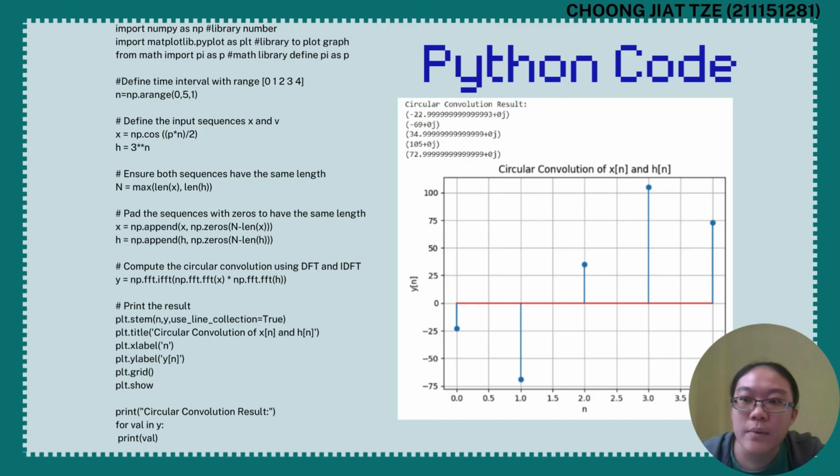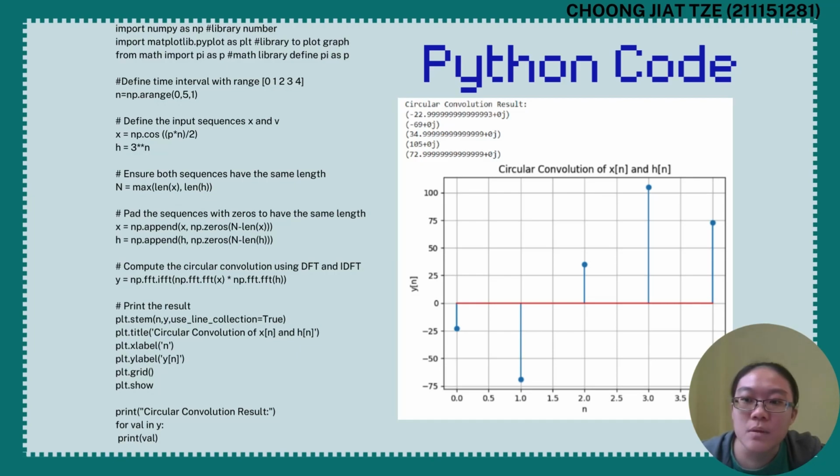First, I declare the library numpy, which is import numpy as np. The second library that is involved is import matplotlib.pyplot as plt, which is the library to plot graph. The third library that is involved is from math import pi as p, where it is a math library defined pi as p. Then time interval is defined with range 0, 1, 2, 3, 4 by using function n equals np.arange(0, 5, 1). Next, the input sequences x and h are defined.